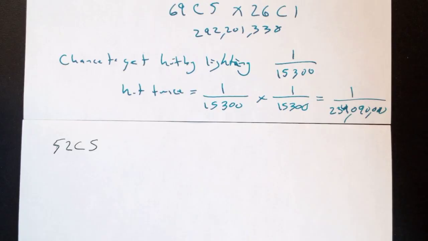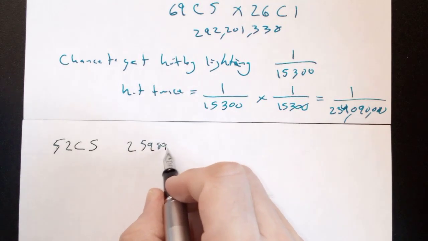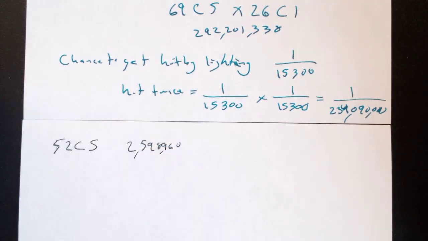I get 5 cards in a poker game, right? I mean, I get them all at once, but I only get 5 cards. What's 52C5? 2,598,960. 2.6 million. And that's without care to order, right?